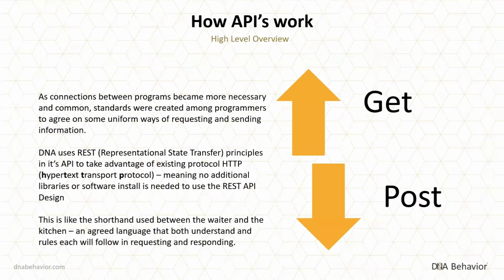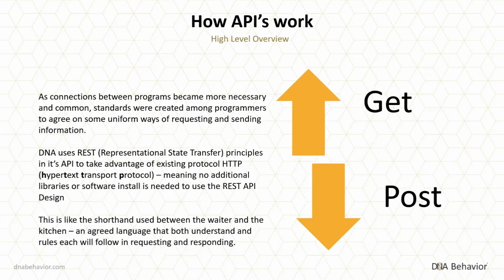So APIs work by connecting between programs at a code level. And standards were created between programmers to agree how these requests and responses were going to happen. They call these requests and responses gets and posts. So a post sends information, a get requests information.